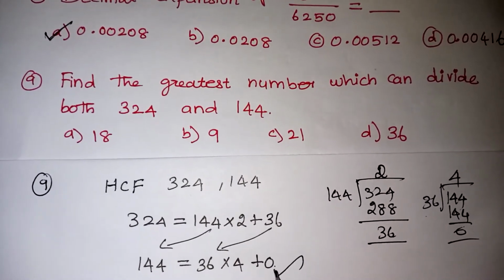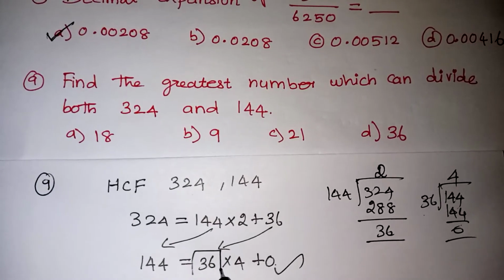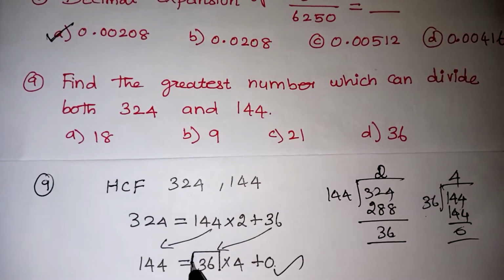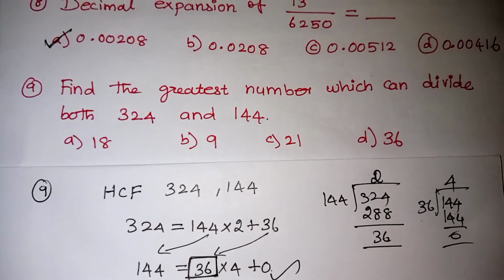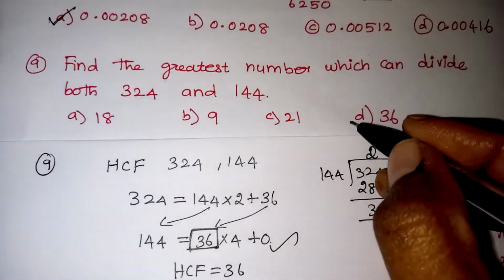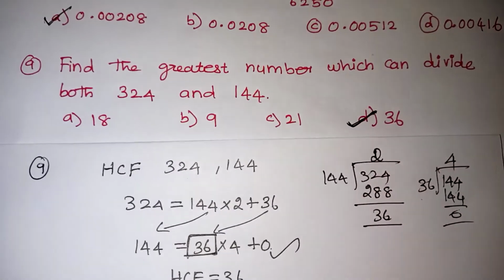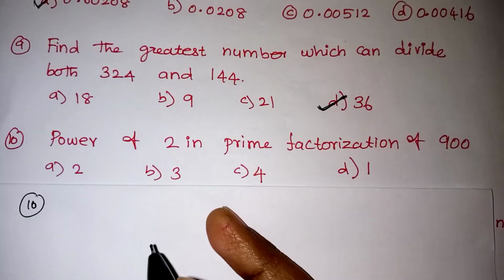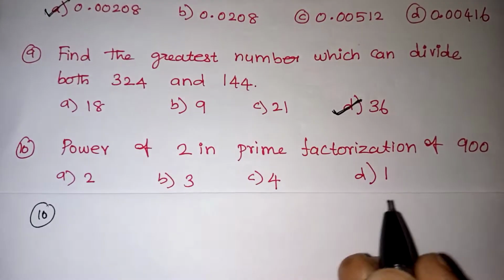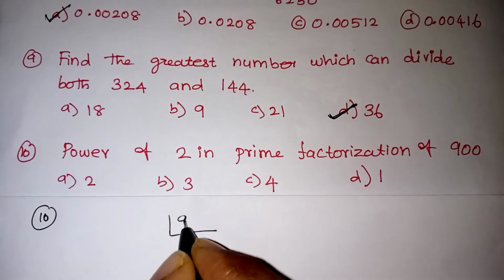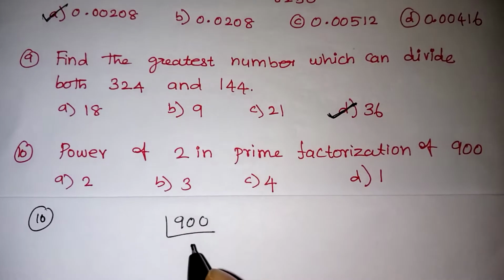When we reach 0, what was the divisor at that time? That is called the HCF. So the HCF is equal to 36. So 36 is your correct answer. Here it is, so option D is the correct one. We'll move on to the next problem now. The question is: the power of 2 in the prime factorization of 900. So do the prime factorization of 900, then we will find out what the power of 2 is.